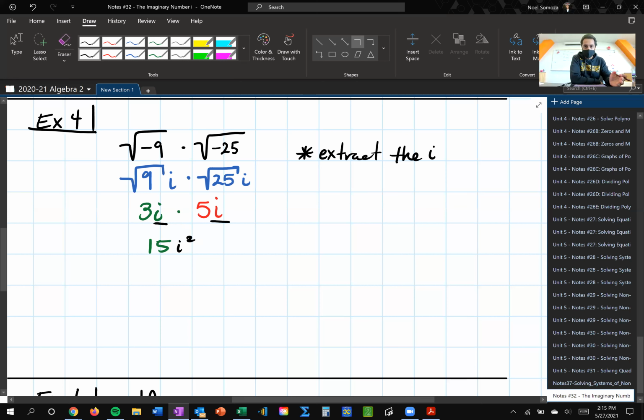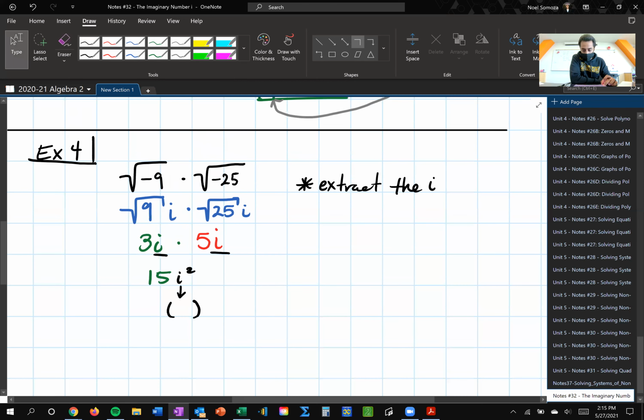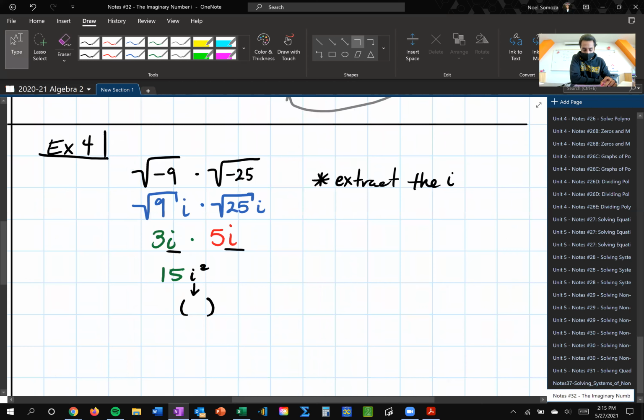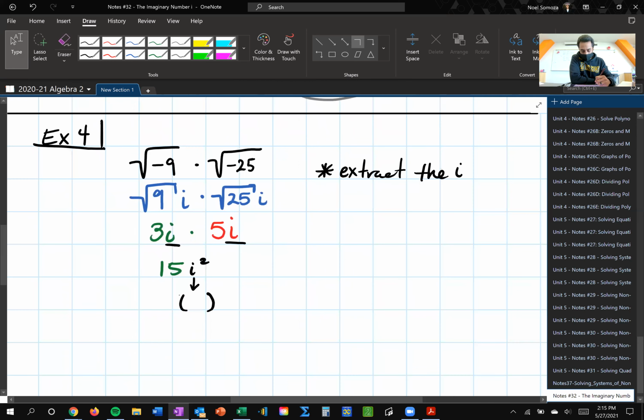Just like any other variable, if you multiply x times x, it'd be x squared. So with i, it's the same thing. i times i is i squared. But what do you know about i squared? What is i squared equal to? You might want to look up at box number 2. Yeah, i squared is actually equal to -1. So really what you're getting here is 15 times -1. So your answer to this is -15.